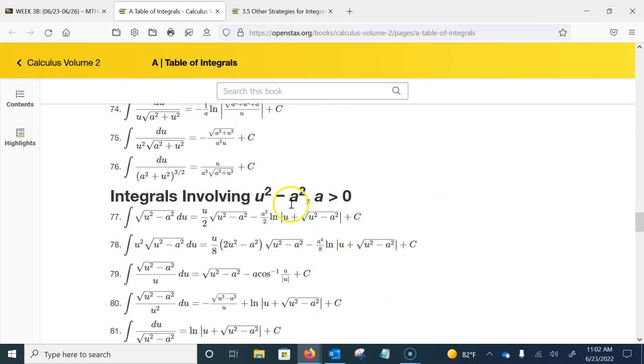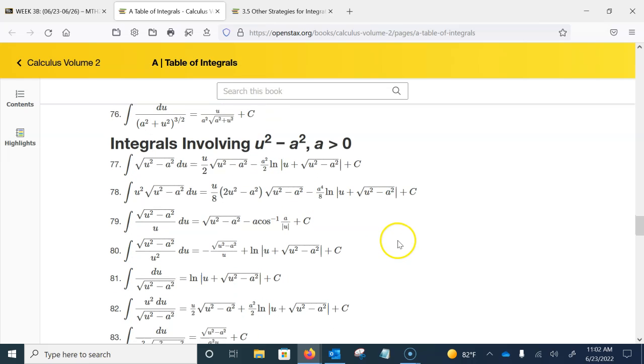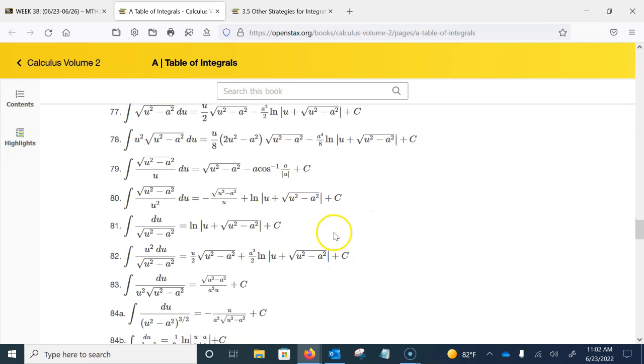Notice I've got a u squared minus a squared. We looked at these again in a previous section, albeit they had a radical, but we looked at these forms as well. And again, integration by parts, trig substitution, clever u substitutions, we'll get all of these. So these integrals in this table aren't something that you couldn't do. You could do these, but it might take some or quite a bit of underlying work.